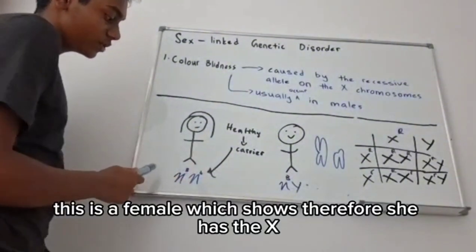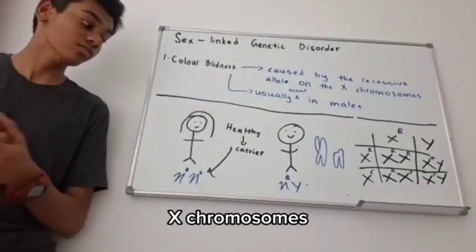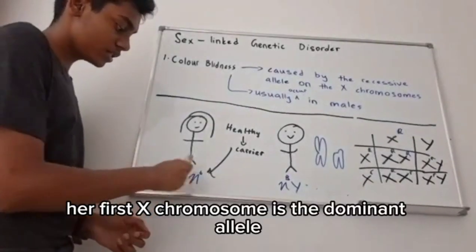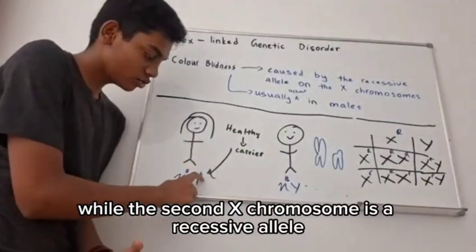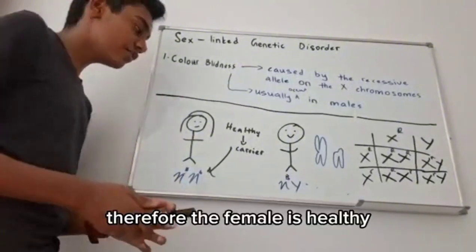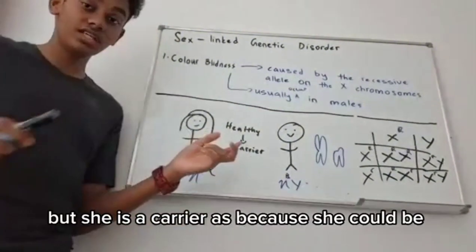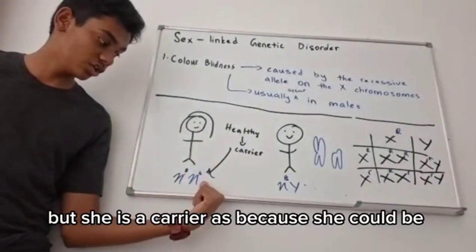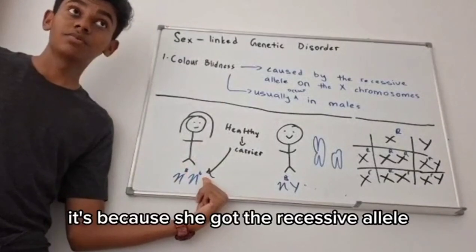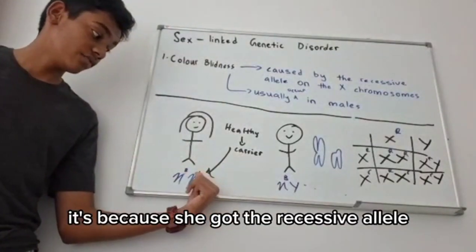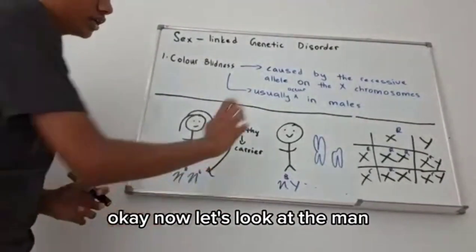This is a female, therefore she has the XX chromosomes. Her first X chromosome is the dominant allele, while the second X chromosome is the recessive allele. Therefore, the female is healthy, but she is a carrier, because she got the recessive allele.